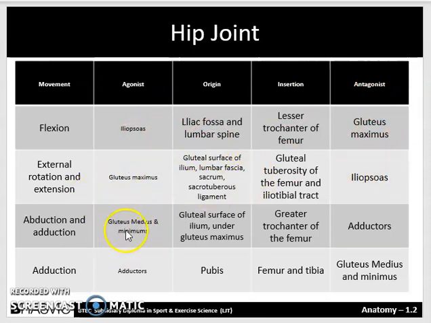When the agonist is the gluteus medius and minimus, the movement will be abduction. The antagonist will be the adductors. Insertion will be greater trochanter of the femur, and the origin will be the gluteal surface of ilium under the gluteus maximus. When the agonist is the adductors, it's obviously going to be the gluteus medius and minimus. The origin will be the pubis. The movement will be adduction, and the insertion will be the femur and tibia.